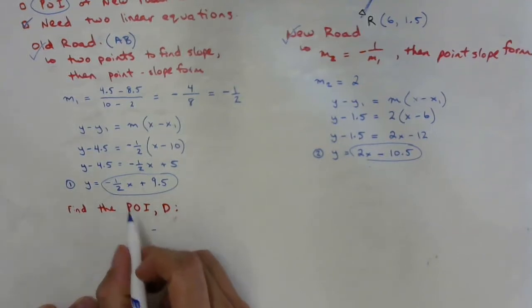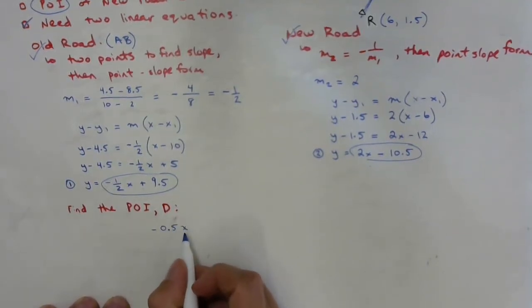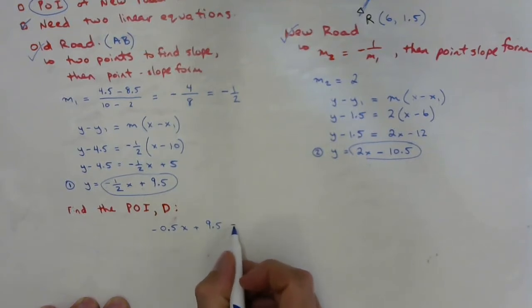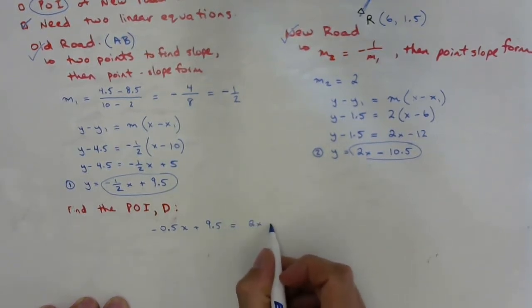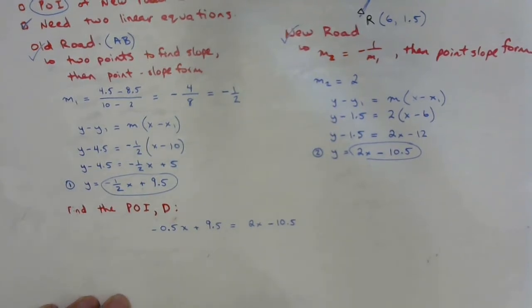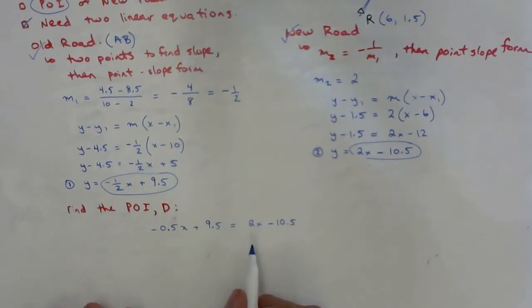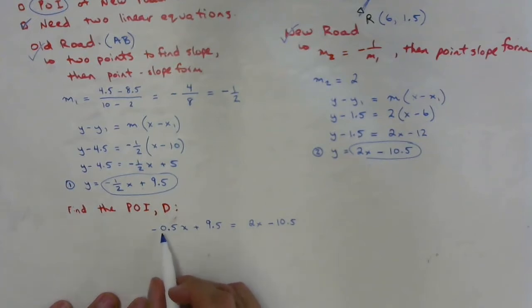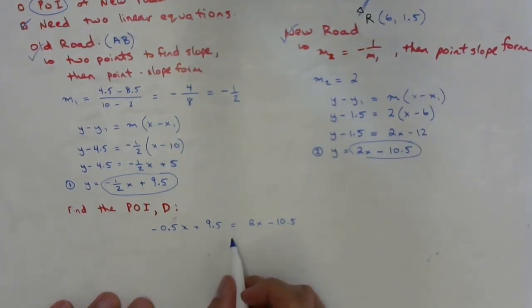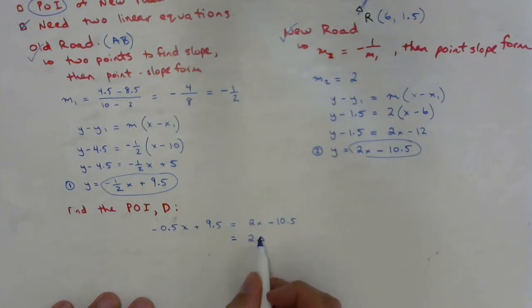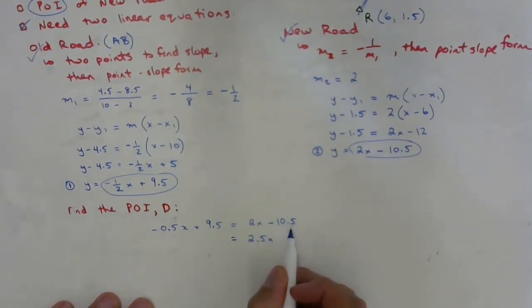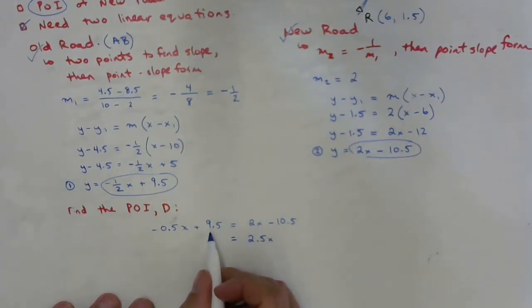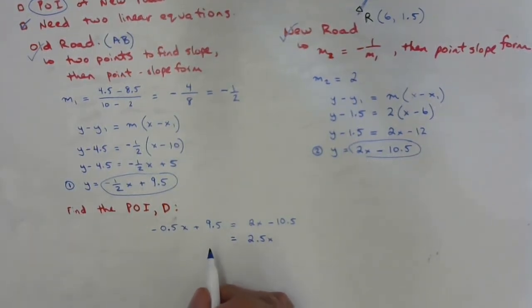I'm going to scroll up and sub these guys in. I've got negative 1/2, which is the same as negative 0.5x plus 9.5, and I know that's equal to 2x minus 10.5. So I don't have any y's here. I just have one equation and one variable, which means I can solve. I like to have positive x's here, so I'm going to add 0.5x to both sides. It's going to give me 2.5x over here. And I'm going to add 10.5 to both sides. 10.5 plus 9.5 is going to give me 20.